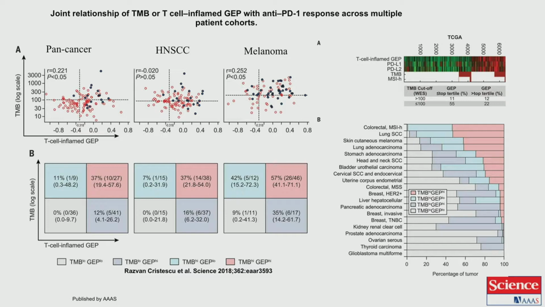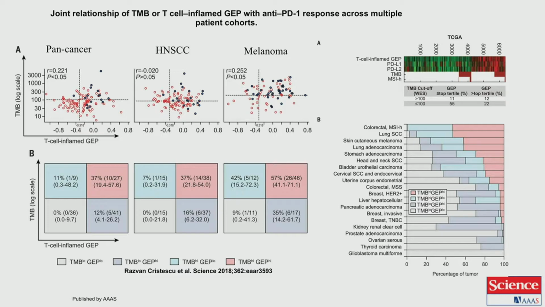And you can divide it up into quadrants. It seems to suggest that if you have both markers positive, high TMB and high PD-L1, or high interferon gamma gene signature, you tend to have the highest chance for response. If you have one or the other positive, you have some chance of responding. If you have neither, you have a very low chance for response.